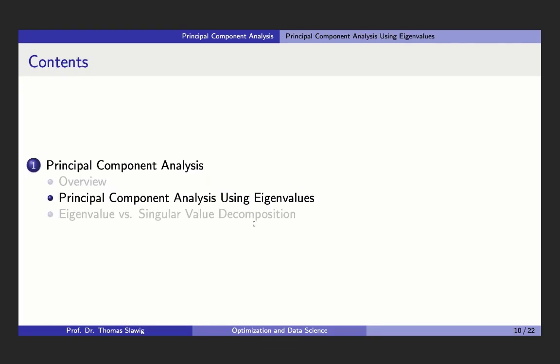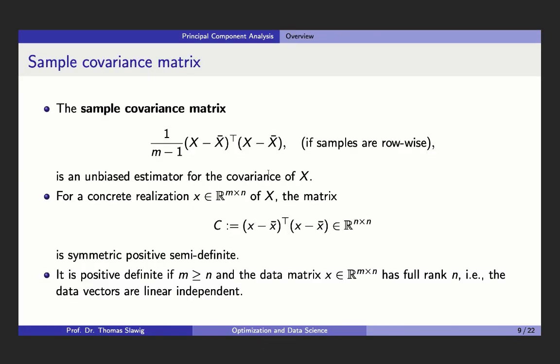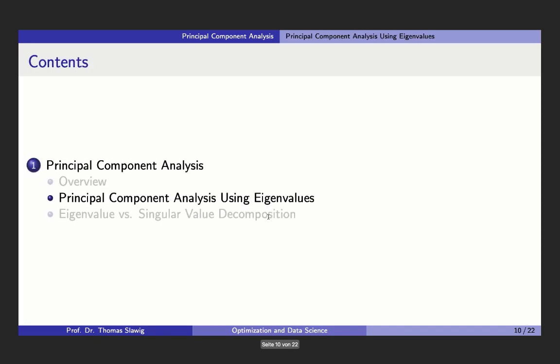Okay, and this is a basic thing, and this is the interpretation in a stochastic way, where we interpret this matrix as a realization of a random variable, and we know that it's an unbiased estimator for the covariance of the data.